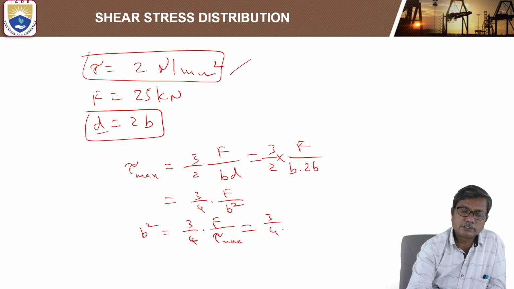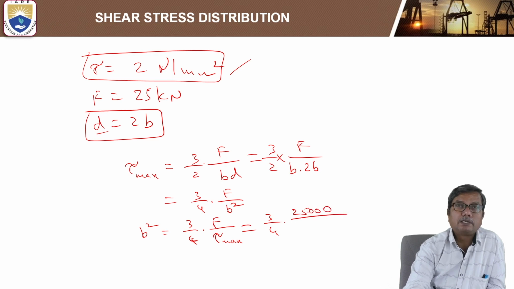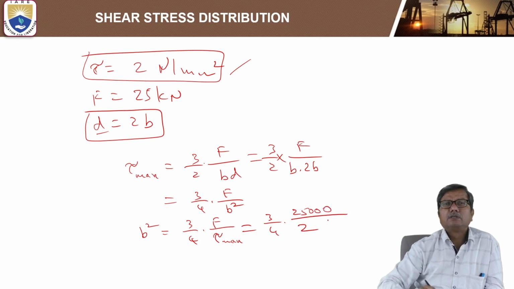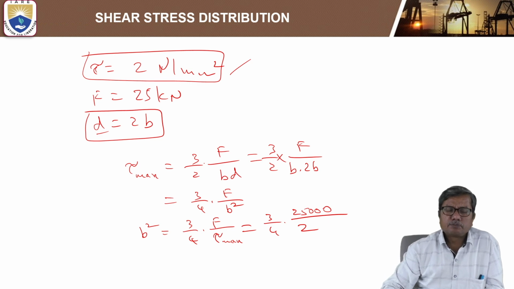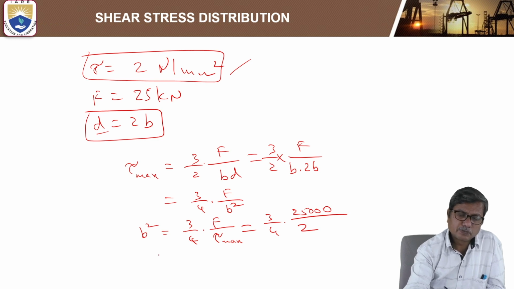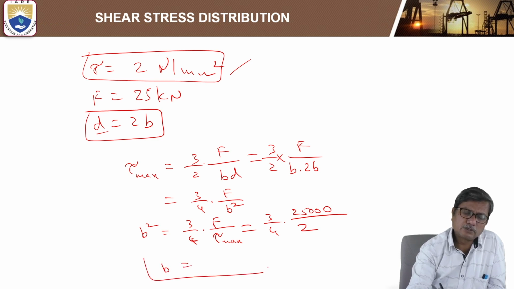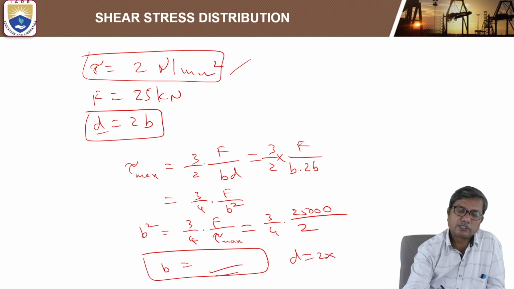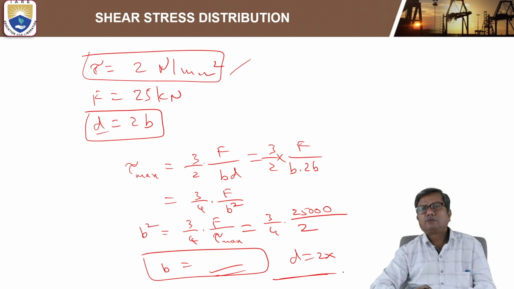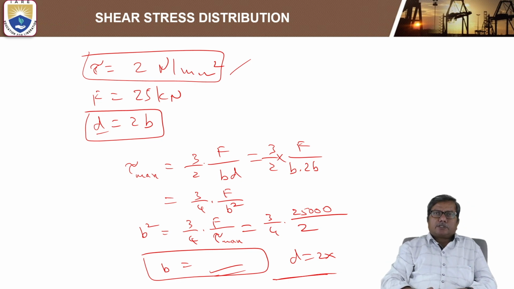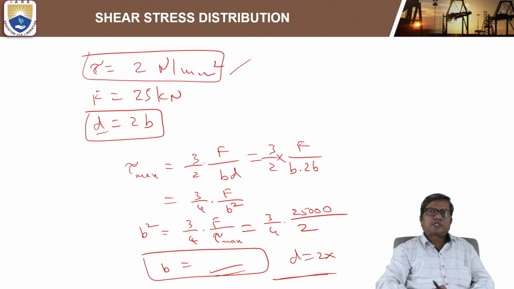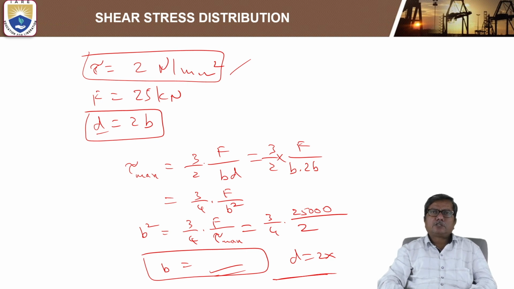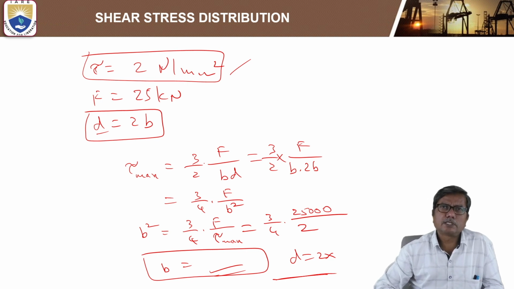Now substitute the values here. F is 25 kilonewtons and tau maximum is 2 Newton per mm square. From this you will get the width of the beam section, and depth is 2 times this width. That is how we find out the cross sectional dimensions when the allowable stress and the shear force are given.